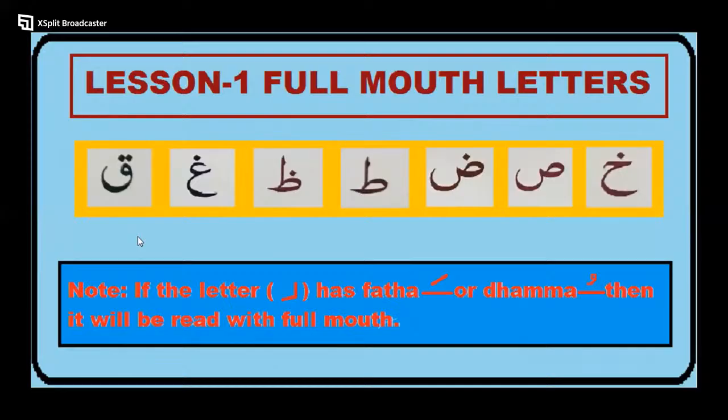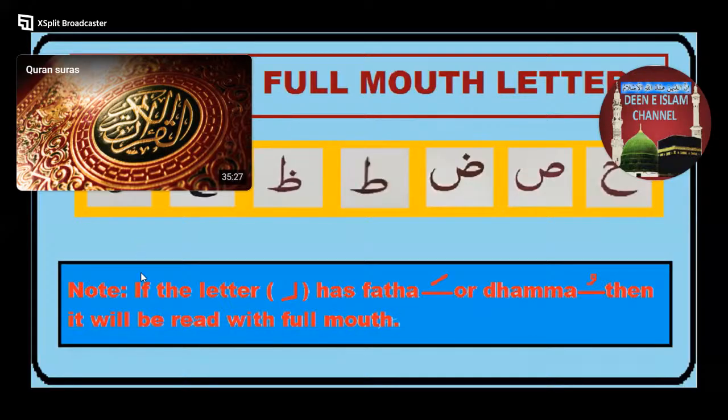Even when we see these letters with fatha, kasra, or dhamma, which means zabar, zair or pesh, in all states, in all conditions, we read these letters with hard sound. Therefore, we call them full mouth letters. And remember, if the letter ra has fatha, which is zabar sign, or dhamma, which is pesh, then it will be read with full mouth.